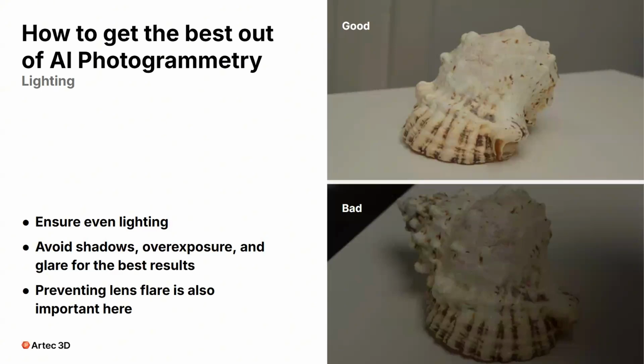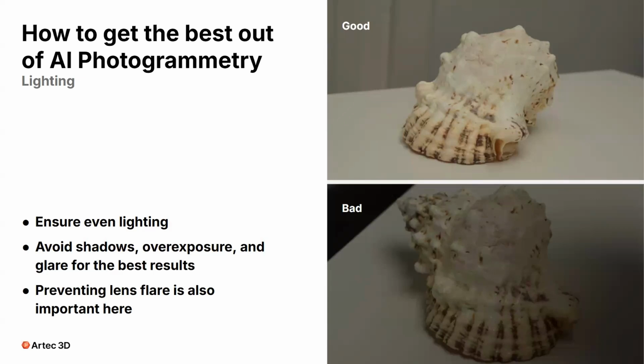Our object is not too bright on our photo, so we have adjusted the ISO and general exposure in order to get a good even color without losing any of the color details. We are avoiding shadows, overexposure, glare for the best results. And if you are filming outdoors, it's also important to avoid the sun to prevent the lens flare.